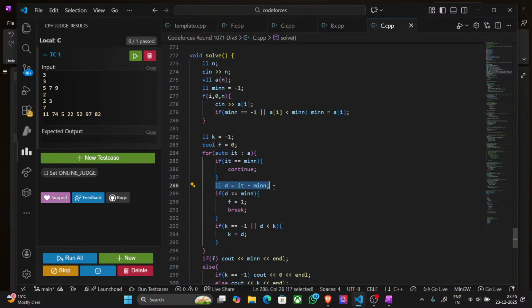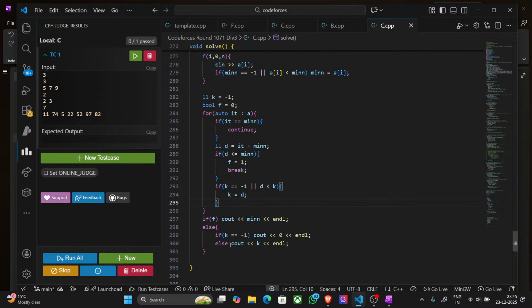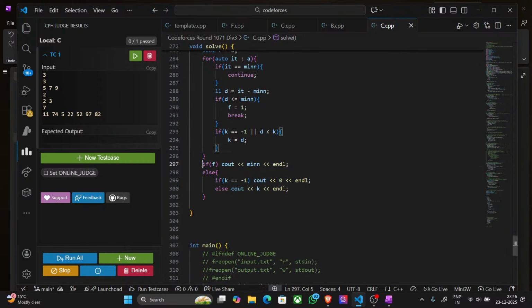Then I have taken the minimum difference d. If I got the minimum difference, I set flag equal to 1, break, and update my k with the minimum. If flag is true, then the answer is the minimum difference. Just the same thing as what I've said. If you cannot take the minimum difference, you just output the minimum value of the array. If k is still -1, then you can output 0, else you output k.